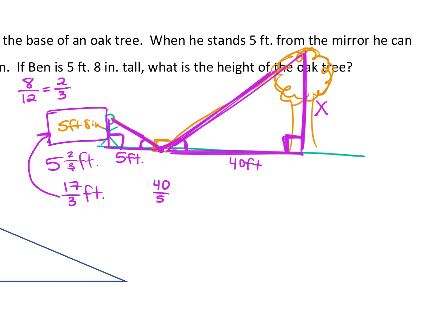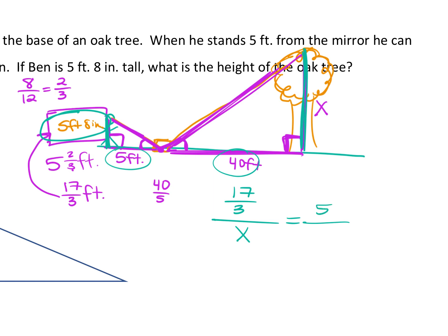Now you can set up a proportion. So we can say the height of Ben over what does Ben correspond to here? X, the height of the oak tree, right? So 17 thirds over X equals, what's going to be your other side? 1/8. Okay, so if you do reduce your scale factor, 1/8 or 5/40, I don't care which one you do.